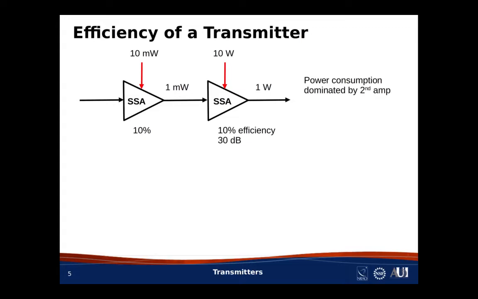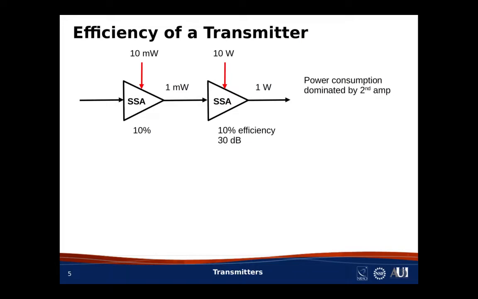Now in this particular example, the first amplifier delivers 1 milliwatt output, and it requires 10 milliwatts from the power supply to do it. So, the efficiency of this first amplifier is, at best, 10%. And these are very typical numbers for a linear small signal amplifier. But maybe we require 1 watt of output from the entire transmitter. Well, in that case we need 30 dB of additional gain, and that has to come from this second amplifier.